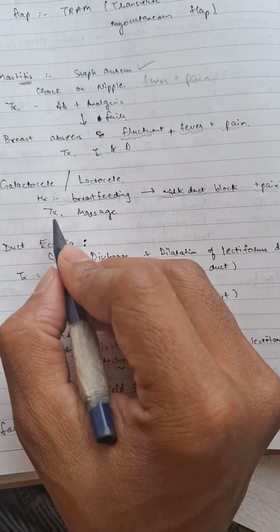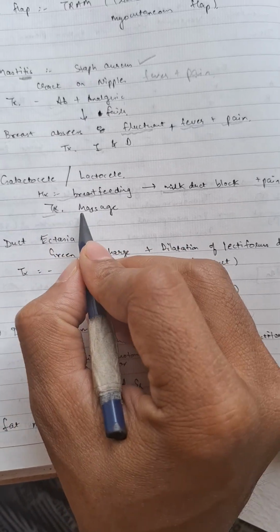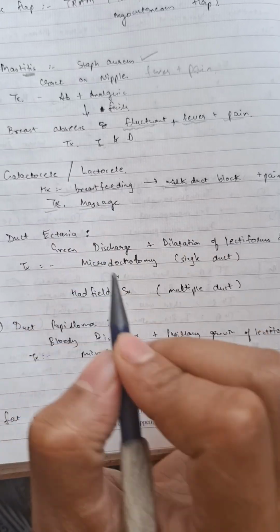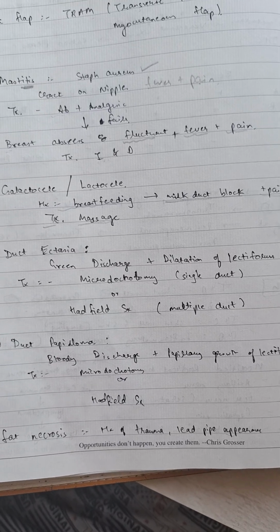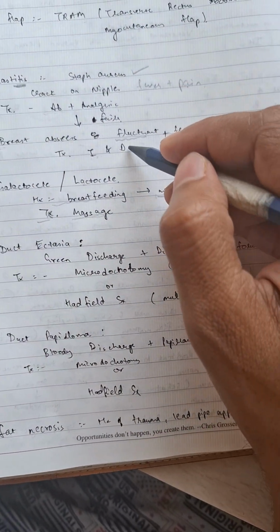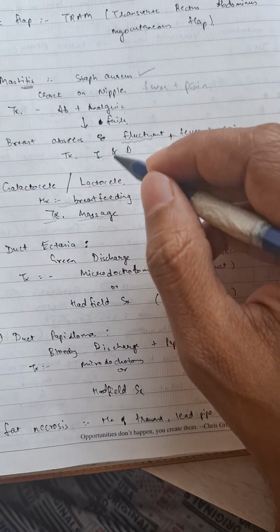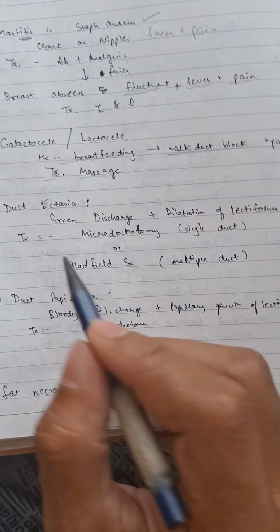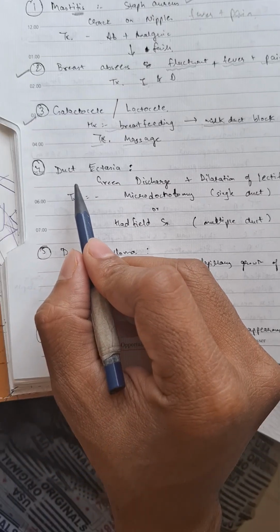So what will you do? So you have to tell your patient to do a massage on the breast and then try to feed the baby. So see, these are very similar but still very different. So that is the reason you have to study all this together so you don't make any mistake. Now the fourth one is called duct ectasia.